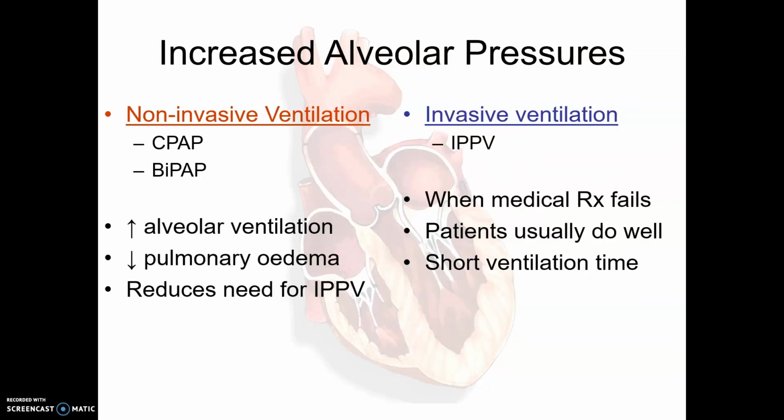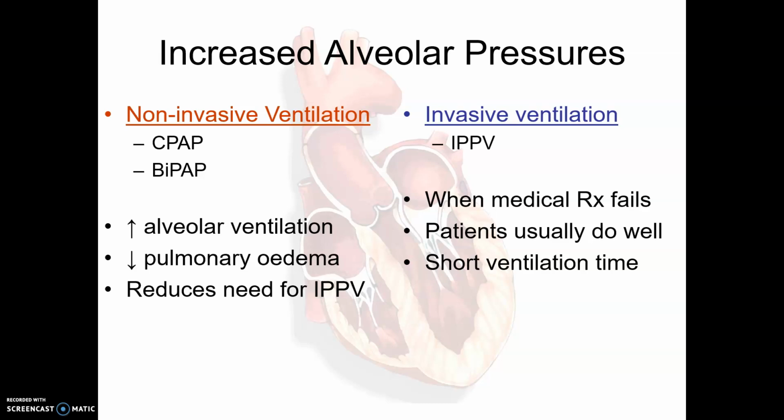In patients with acute pulmonary edema, applying positive pressure to the alveoli can alter Starling's forces and push fluid from the alveoli and from the interstitial space back into the intravascular space. Non-invasive ventilation such as CPAP and BiPAP achieve this without intubation of the patient and while allowing the patient to breathe spontaneously. Non-invasive ventilation has become a mainstay of treatment in patients with moderate to severe acute left ventricular failure and has reduced the need for invasive positive pressure ventilation.